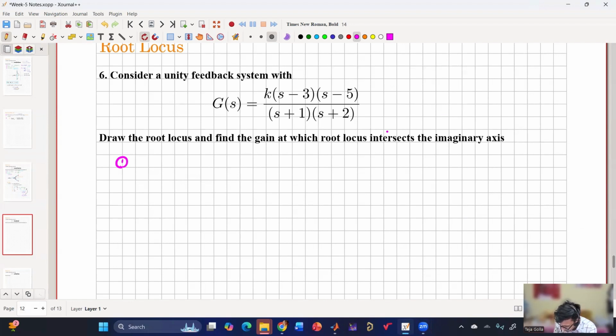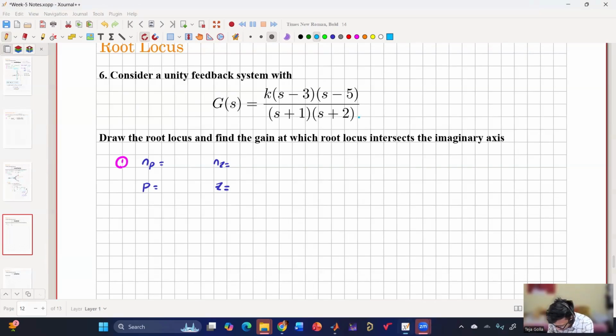So what is rule number 1? Number of poles and number of zeros. So how many poles are there? How many zeros are there? And what are the poles? What are the zeros also? You can add. How many poles? How many zeros? Okay, Chidananda says 2 and 2.